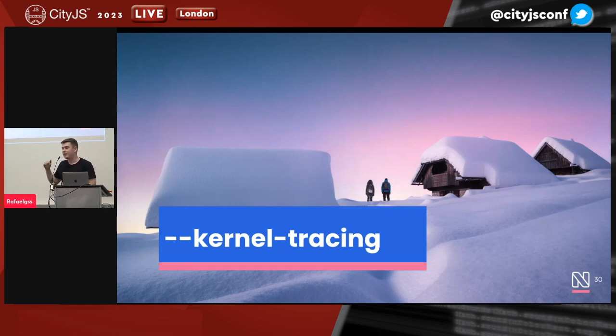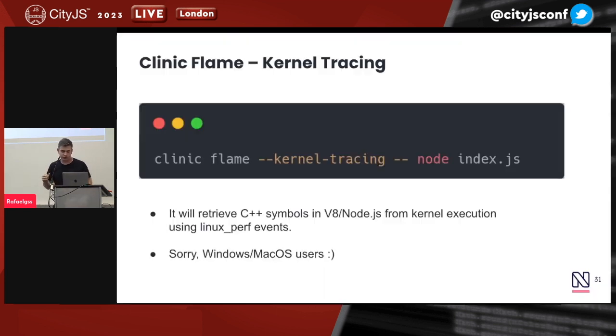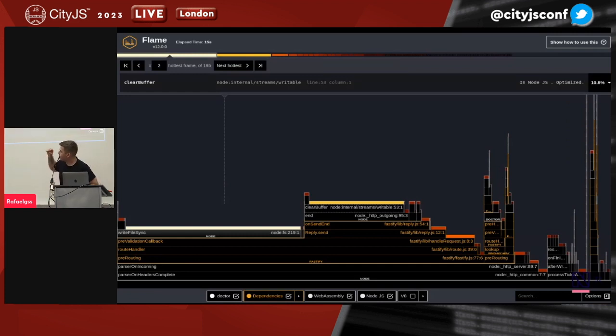You can use the flag --kernel-tracing. It will retrieve all the C++ symbols from V8 and Node.js using Linux perf events. But you know, if you use Windows or macOS, I'm sorry, it doesn't work for you. But yeah, it will generate the following flame graph. I mean, it's pretty much the same one, but the difference is, if you click on the block, you'll be able to see that it shows when a code is optimized or not. When a code is optimized, it means that it was compiled by TurboFan from JavaScript. And when it's not compiled, it's interpreted. So it will say here, non-optimized.